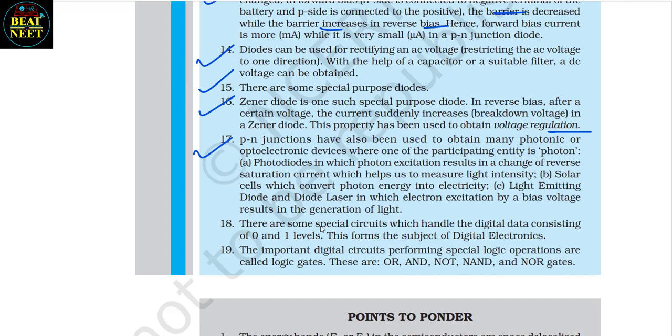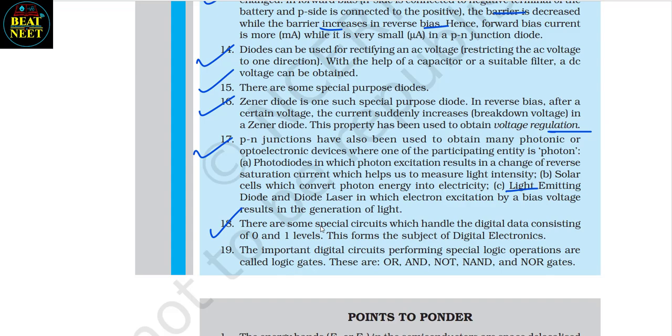Number 17, PN junctions have also been used to obtain many photonic or optoelectronic devices where one of the participating entities is a photon. A. Photodiodes, in which photon excitation results in a change of reverse saturation current, which helps us to measure light intensity. B. Solar cells, which convert photon energy into electricity. C. Light emitting diode and diode laser, in which electron excitation by a bias voltage results in the generation of light. Number 18, there are some special circuits which handle the digital data consisting of 0 and 1 levels.